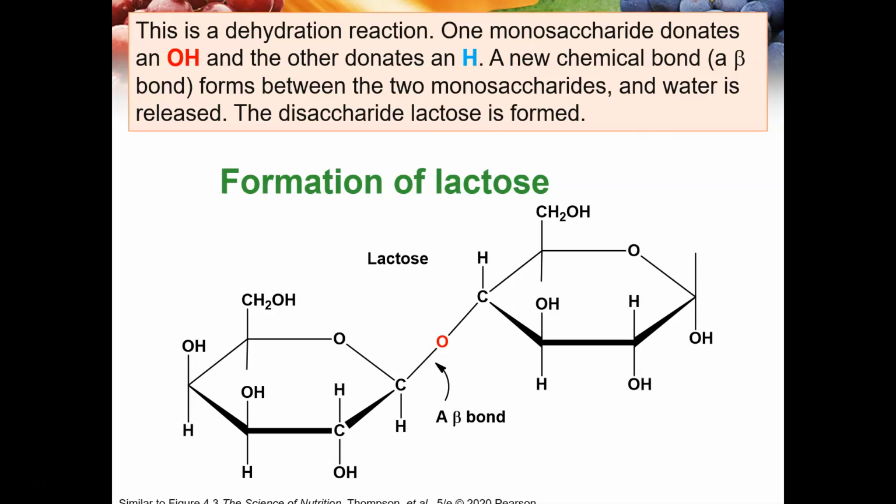So we can call this a dehydration reaction, or maybe even a condensation reaction. One monosaccharide donates an OH and the other one donates a hydrogen, and that makes one of the products water. And a new chemical bond, which we call a beta bond, forms between the 2 monosaccharides. So this is the disaccharide lactose. It consists of 2 monosaccharides, a galactose and glucose.